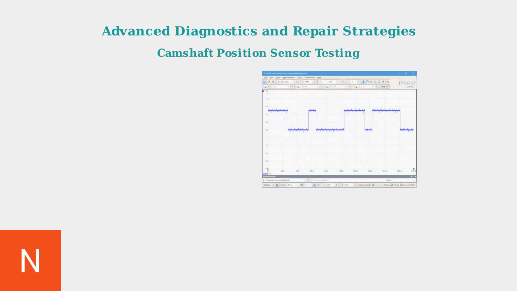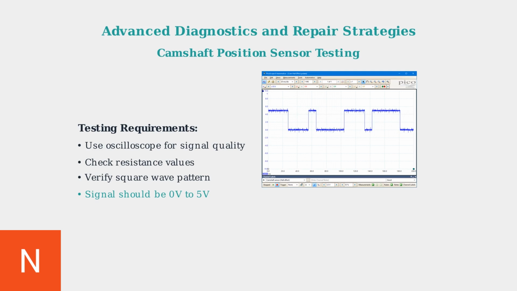First, test the camshaft position sensor using an oscilloscope. The sensor should produce a clean square wave pattern between 0 and 5 volts. Check the resistance values according to manufacturer specifications.